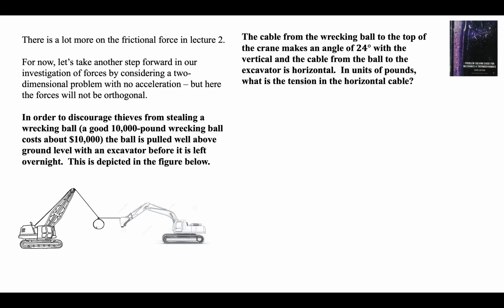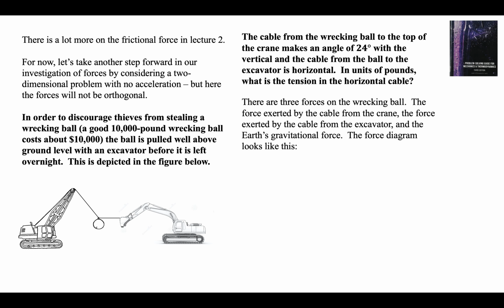So there's the diagram. The cable from the wrecking ball to the top of the crane makes an angle of 25 degrees with the vertical, and the cable from the excavator is horizontal. What is the tension in the horizontal cable? This excavator is pulling the wrecking ball to the right. What is the tension in that cable?